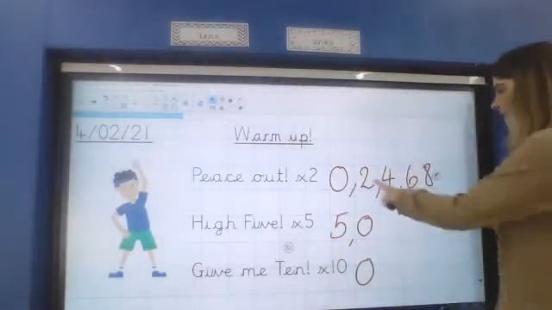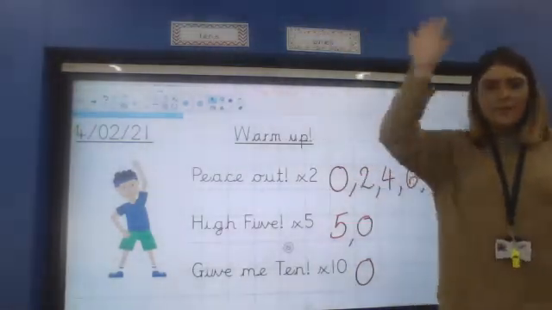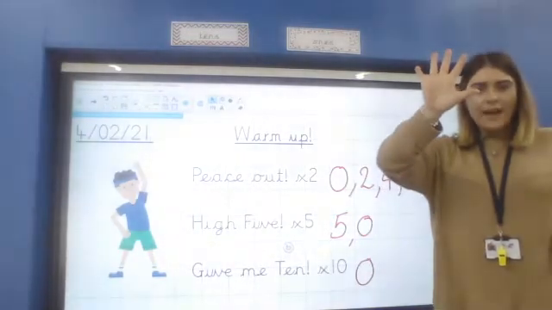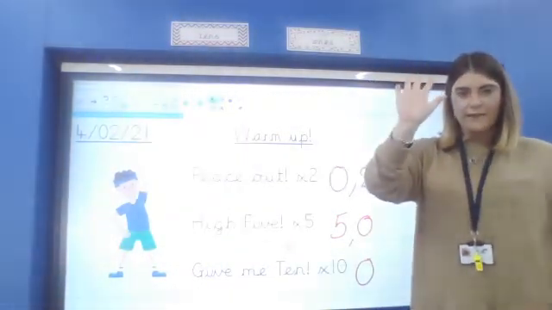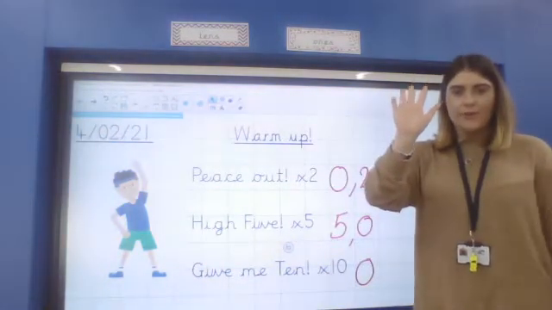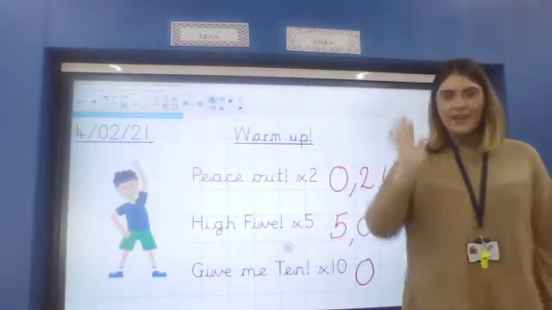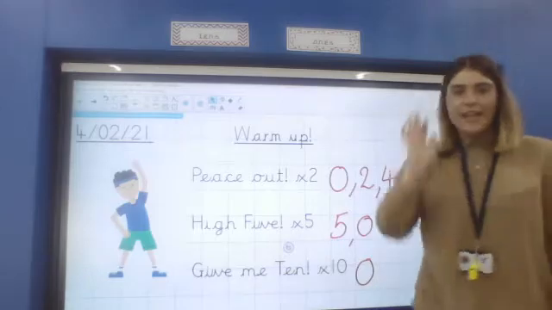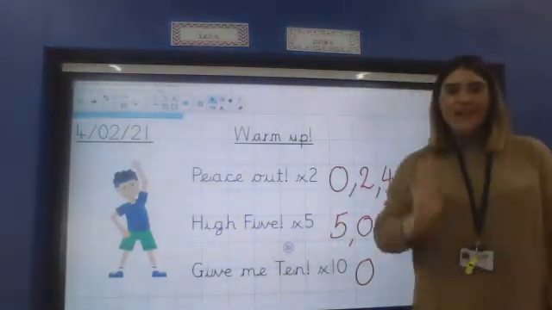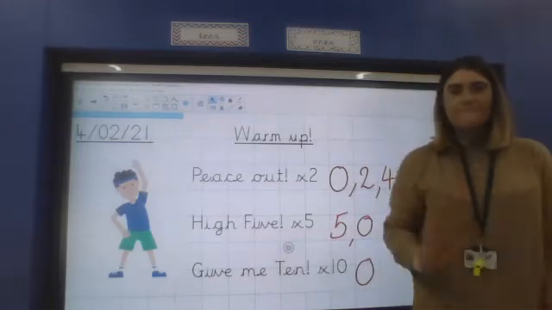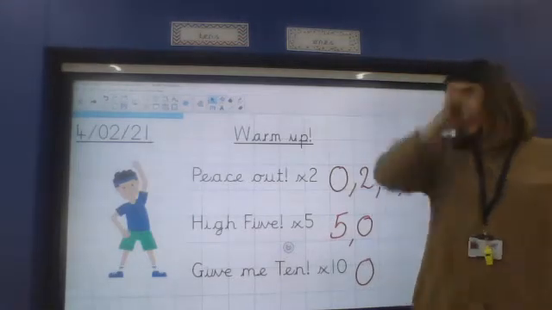Well done. Counting in 5s this time. So have your 5 ready, and we're counting in 5s. So we're giving high fives. High five to a grown-up sitting next to you. 5, 10, 15, 20, 25, 30, 35, 40, 45, 50, 55, 60.